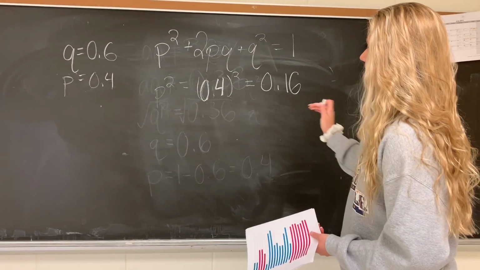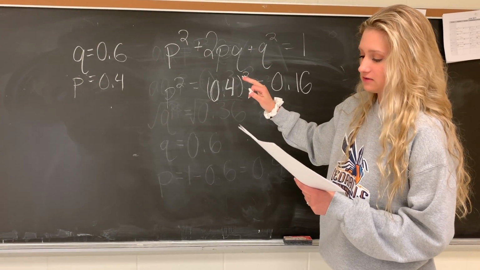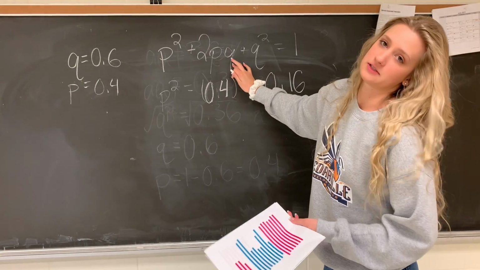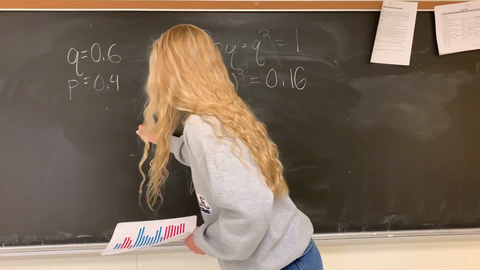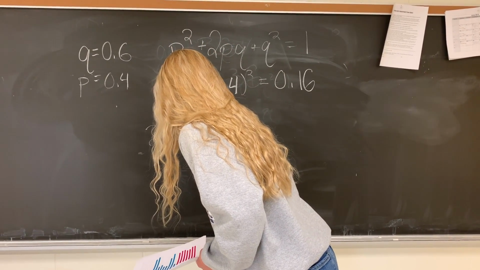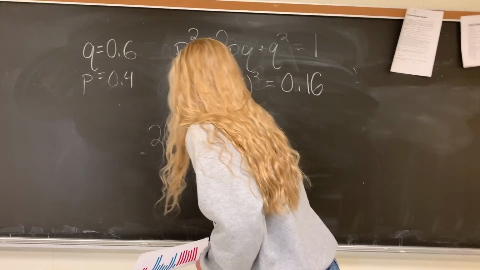And now we have to find the heterozygous genotype. So 2pq represents the heterozygous genotype. So 2 times p, 0.6, times q.